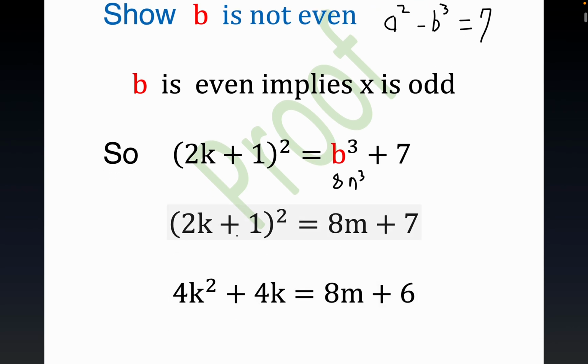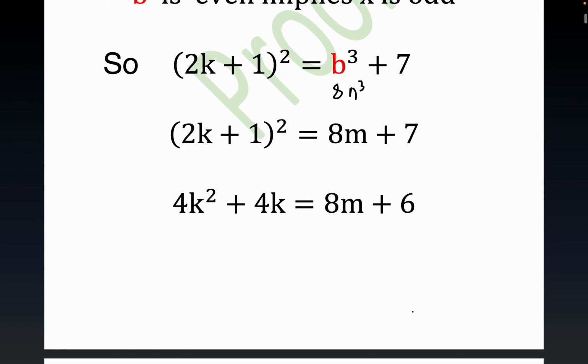Now, right here I didn't show all the work, but if you expand this out, you certainly get 4k squared plus 4k and then 1. Notice how I subtracted that 1 away from the 7 to get the 6 right here. Now, the next part, we can take a 4k out of this, like that, equals 8m plus 6. Remember, we're trying to find a contradiction.